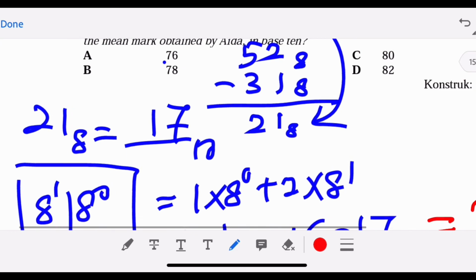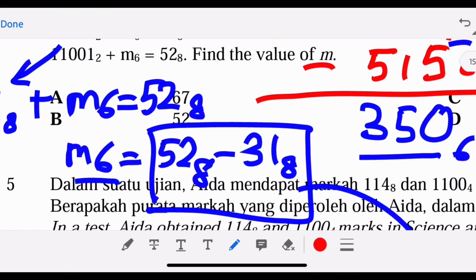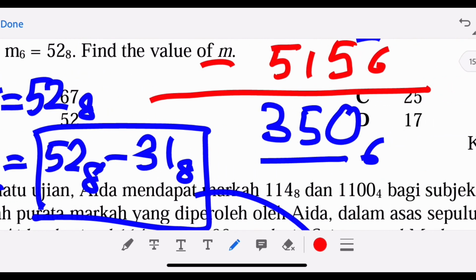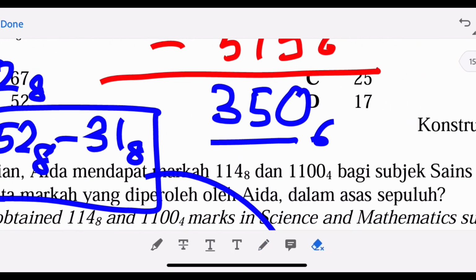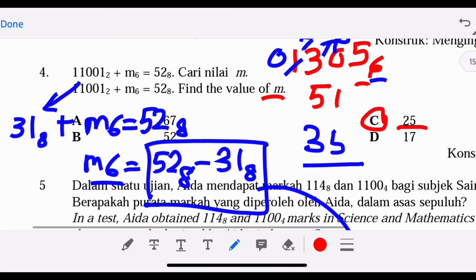Let's see, got answer or not? 25 base 6. Where is the question? Yeah, I can see there is a question answer here. 25 base 6, right? So the answer is C. Okay, we have solved 4 questions already.